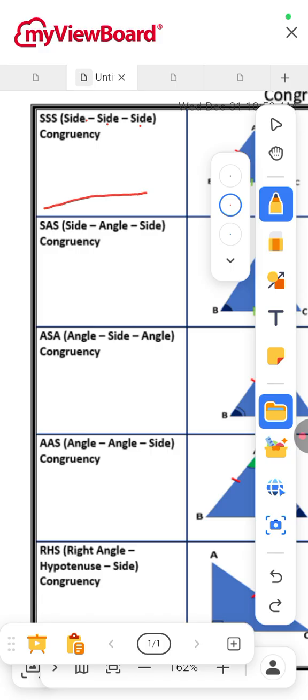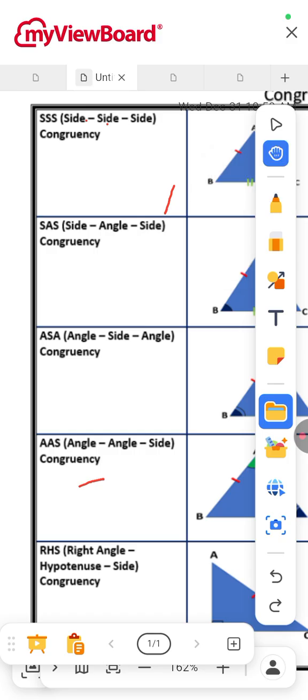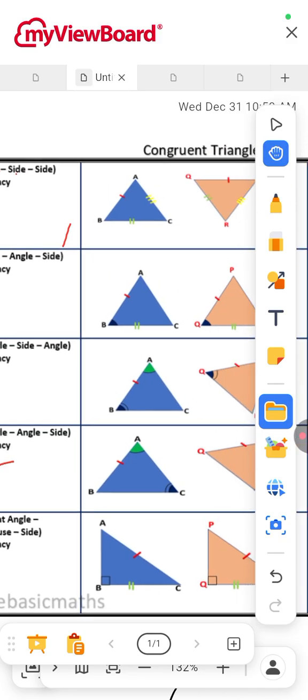We have the second condition, SAS, which is side, angle, side. We have the third condition, ASA, which is angle, side, angle. And we have AAS, which is angle, angle, side. So those acronyms, that's what they stand for. Then we have the RHS, which is R for right angle, H for the hypotenuse, and S for side congruency. So these five conditions will be checked. So now, what are these five conditions in plain sentence?